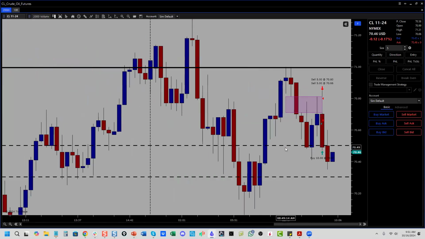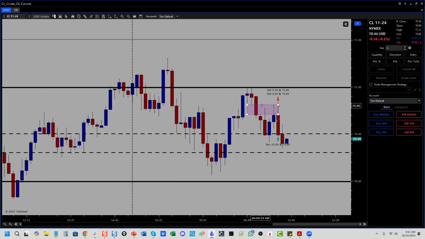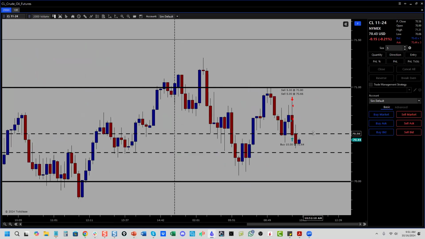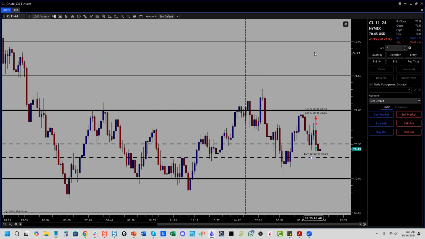Does this make sense? We're in a range bound market. Why not trade both sides of it? You have that choice. If this was weak support and weak resistance, I wouldn't be dabbling in here. Now, here's the rule of caution.